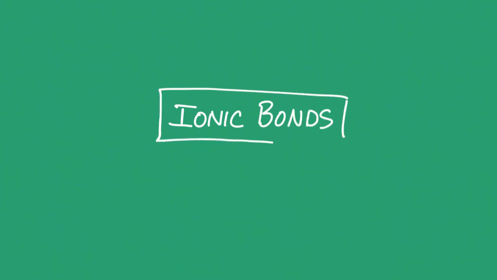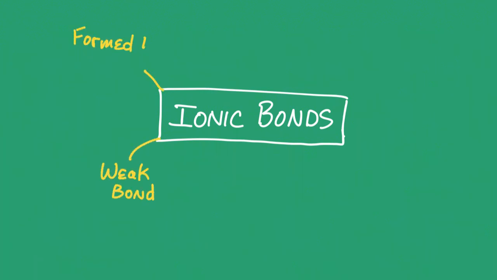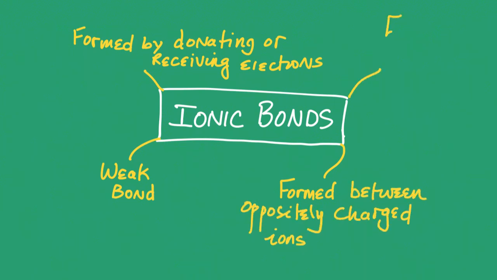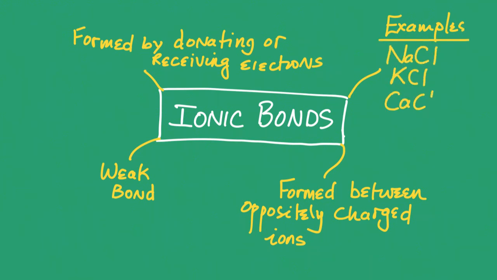Let's recap what we know about ionic bonds. Ionic bonds are weak bonds. They are broken easily, even in the presence of water. We know that they are formed by donating or receiving electrons. They are formed between oppositely charged ions. The examples of compounds that are held together by ionic bonds are potassium chloride and calcium chloride.